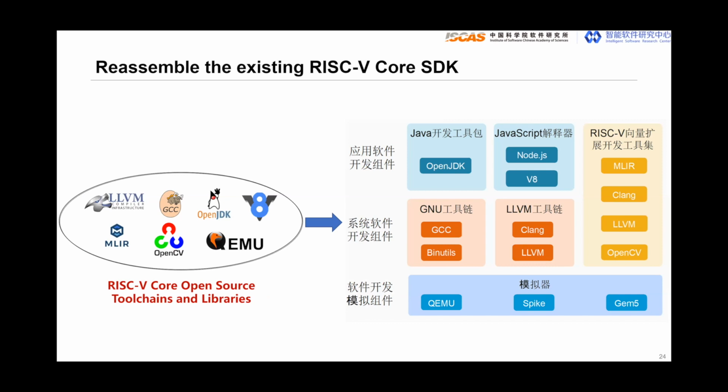The first is about some core SDKs inside the RUI SDK. It includes QEMU, MLIR, LLVM, GCC compilers, and OpenJDK, also the V8 JavaScript engine. And this consists of different levels of tools, like emulators, system software development, and application software development.